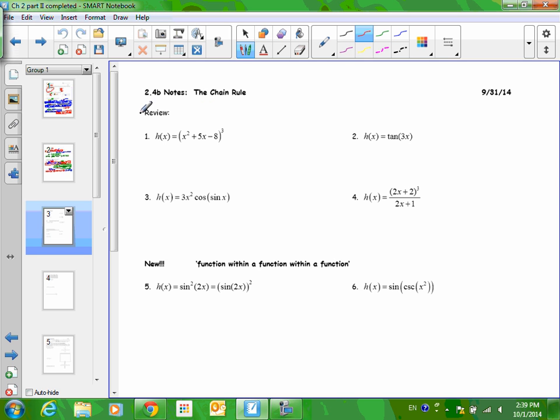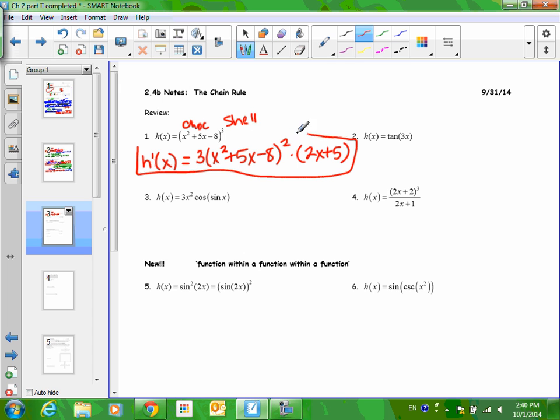First example, this should have been probably the easiest one. Doesn't mean it's easy, but it definitely got harder after this one. So h prime of x, remember from yesterday, you're thinking, okay, what is the shell? In this case, the shell is the cube. The chocolate is the inside, or you could say outer and inner function. So the 3 gets multiplied to the front like power rule. Then you have (x squared plus 5x minus 8) to the 2 power times (2x plus 5). And that is the derivative on question 1.